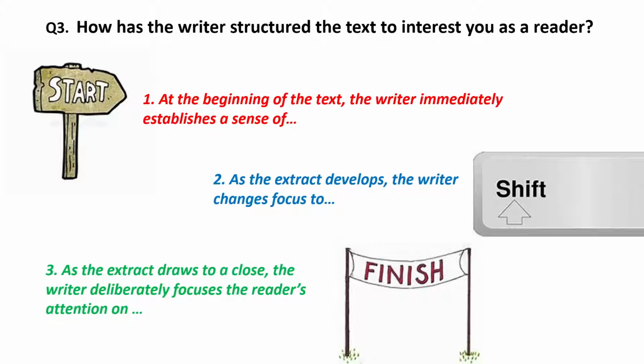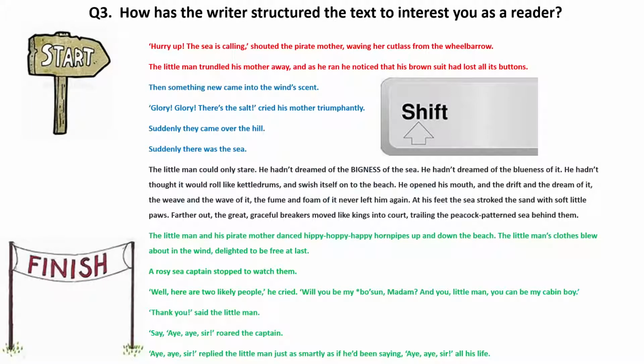So those 3 things will give you that easy structure for your own answer when you're talking about the structure of the extract. Start, shift, finish. So if we now look at that extract, I've colour-coded it to try and show you where these 3 things appear to happen. So the start is in red. At the start of the extract, we could talk about those 2 paragraphs. Hurry up, the sea's calling, down to the little man trundling his mother away, noticing his suit's lost the buttons. That seems to be a sensible starting point for how the extract is setting up our expectations.